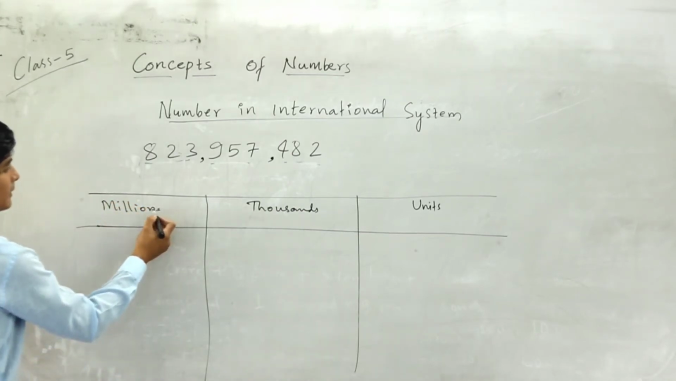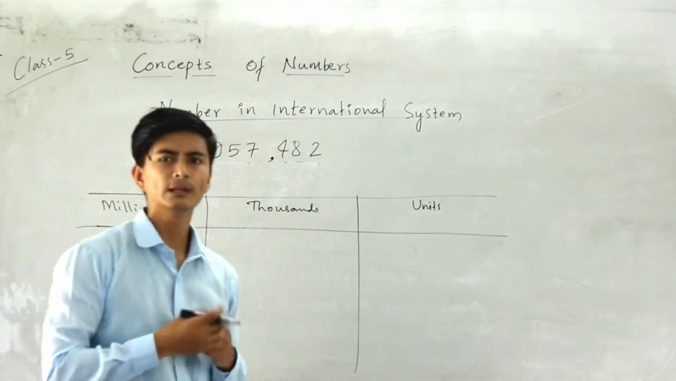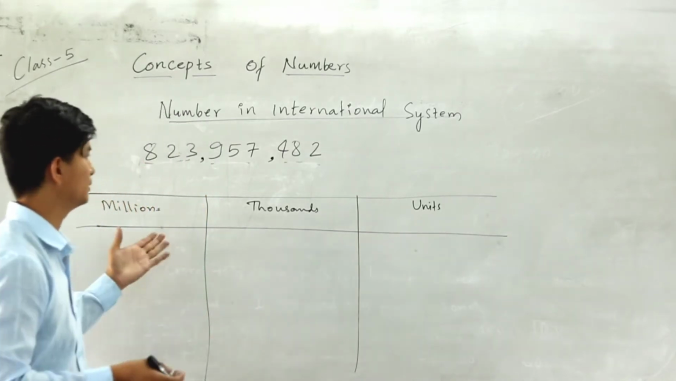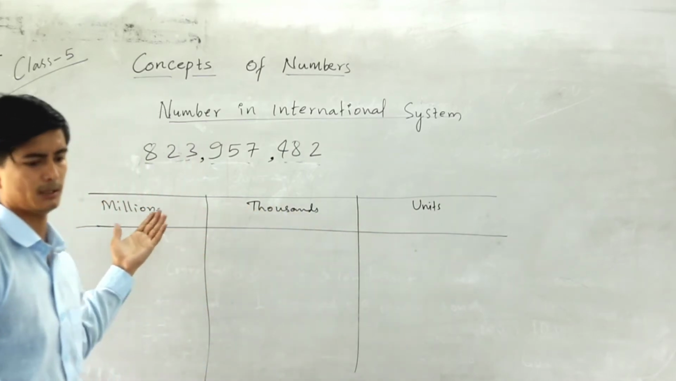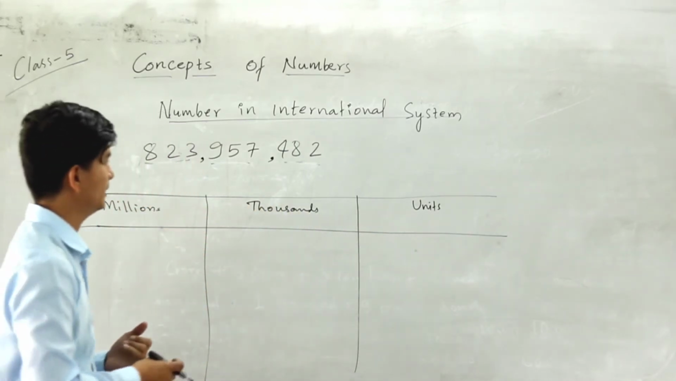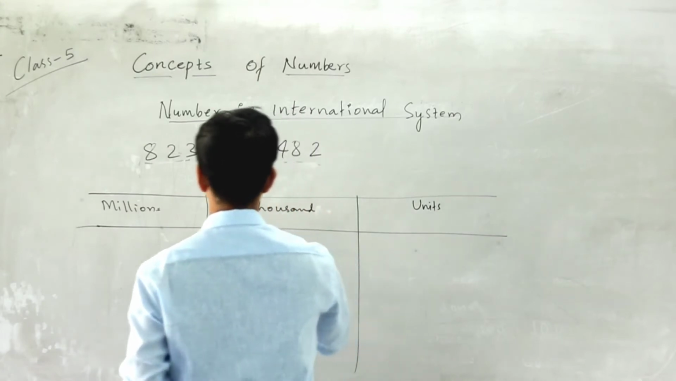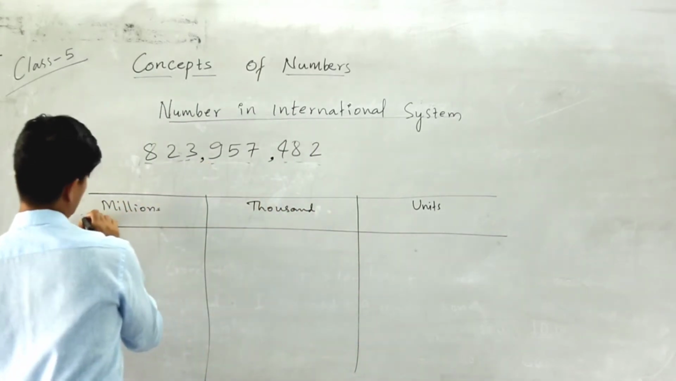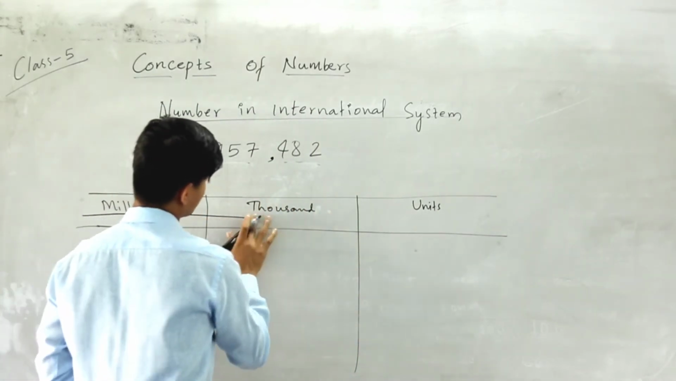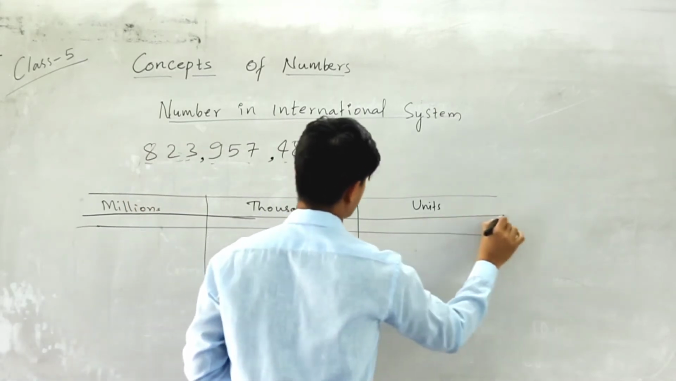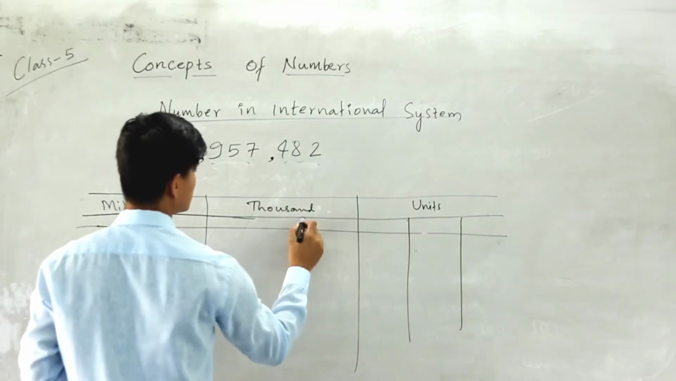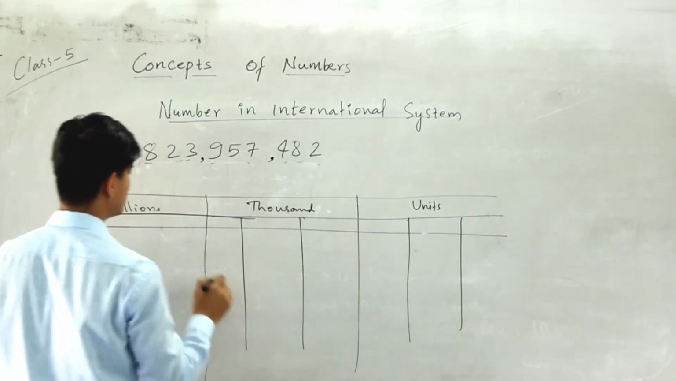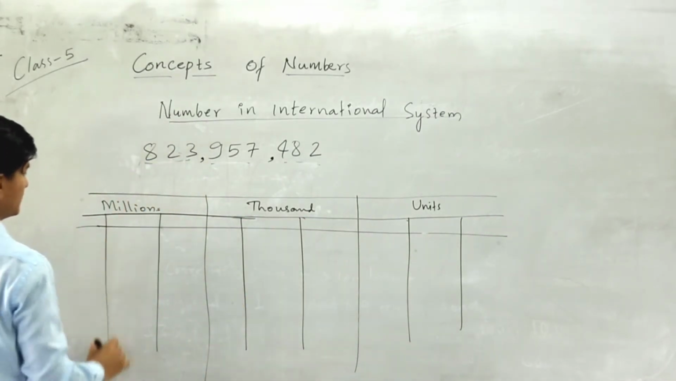There will be no lakh, there will be no crore, there will be no arab. Simply unit, thousand, and million. Unit, thousand, and million. So here in unit, thousand, and million, we have to separate into 3 parts. Thousand also 3 parts, million also 3 parts.